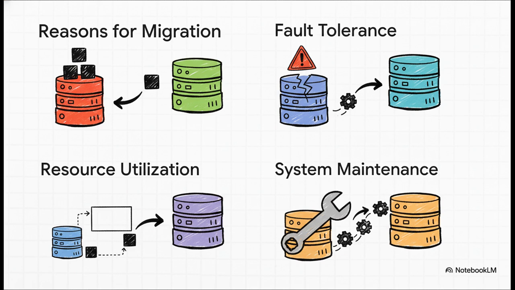Second is fault tolerance. If the system predicts a machine is about to fail, it can be smart and proactively move critical processes to a safer machine. Third is resource utilization. Maybe a process suddenly needs more memory or a faster CPU. You can just move it to a machine that has what it needs. And finally, there's system maintenance. If you need to take a server down for an update, you can migrate all its processes away, do your work, and then move them back, all without anyone noticing a disruption.